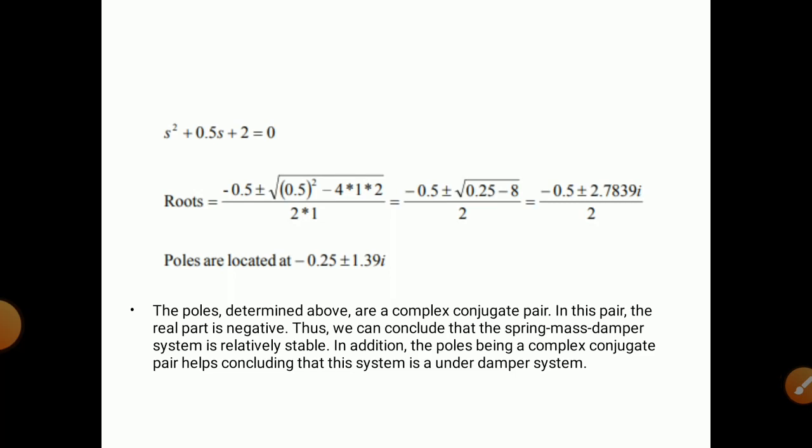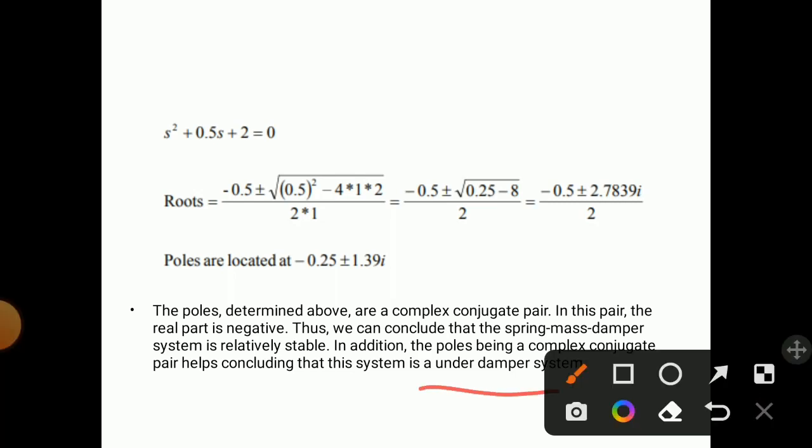Now you read the paragraph. The poles determined above are a complex conjugate pair, meaning one is plus and one is minus. In this pair, the real part is negative. Thus we can conclude that the spring mass damper system is relatively stable. In addition, the poles being a complex conjugate pair helps conclude that this system is an underdamped system.